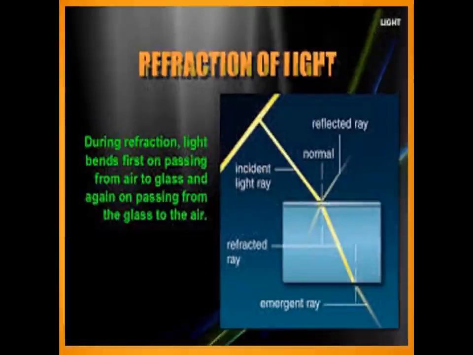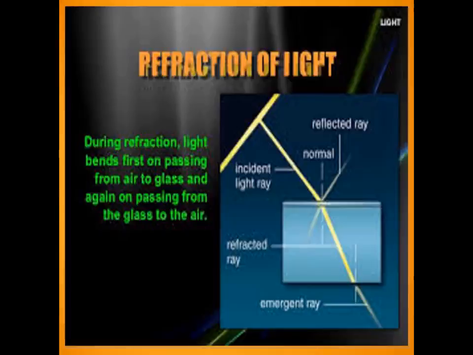Now, refraction of light. When a ray of light travels from one transparent medium into another obliquely, the path of the light undergoes deviation. This deviation of the ray of light is called refraction.